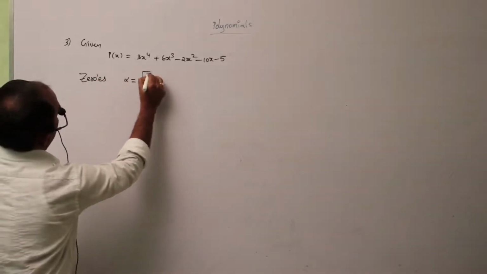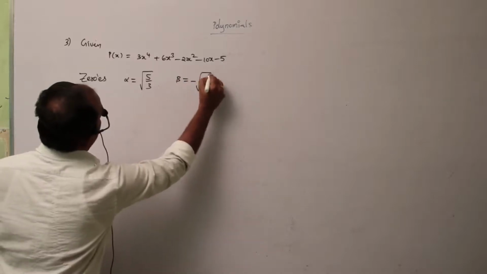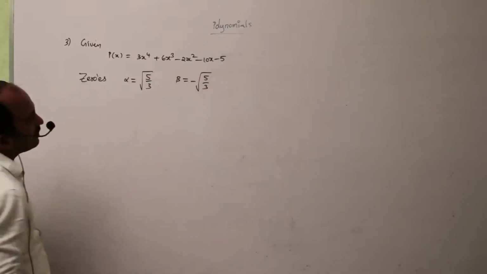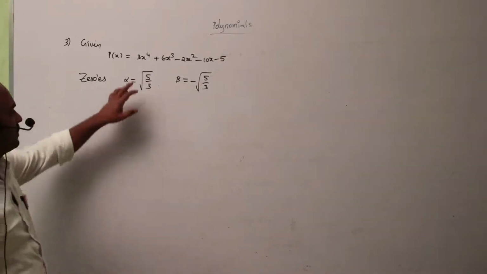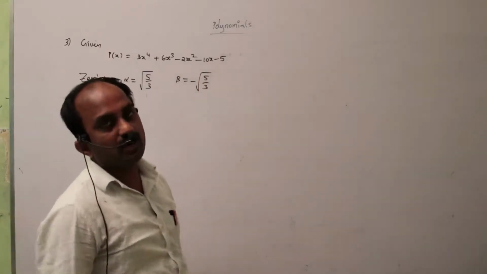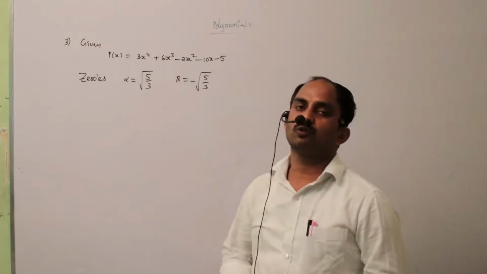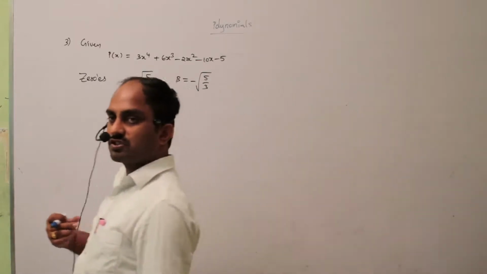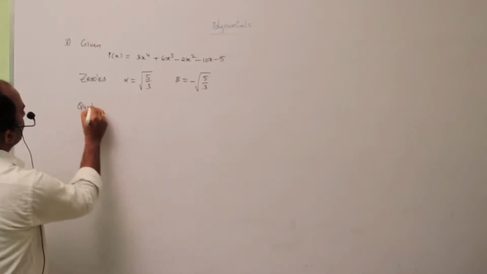Alpha is equal to root 5 by 3 and beta is equal to minus root 5 by 3. So only 2 zeros are given. We have to find the remaining 2 zeros. If you observe, this is a biquadratic polynomial. One biquadratic polynomial can be written as a product of two quadratic polynomials. That's why first you have to find one quadratic polynomial.